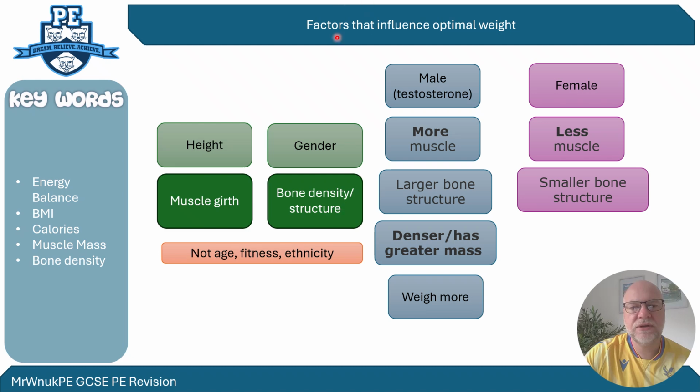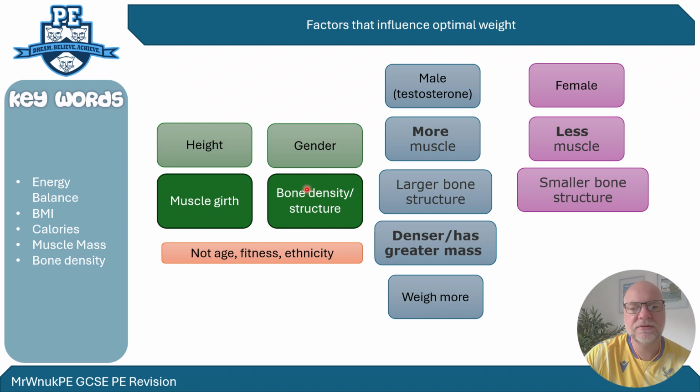The next area you need to know is about the factors that influence optimum body weight, and there are essentially 4 factors that you really need to know. This tends to be a multiple choice question, but there are occasions when it becomes a slightly more comparable question. So the 4 that we need to know are height, gender, muscle girth, and bone density.